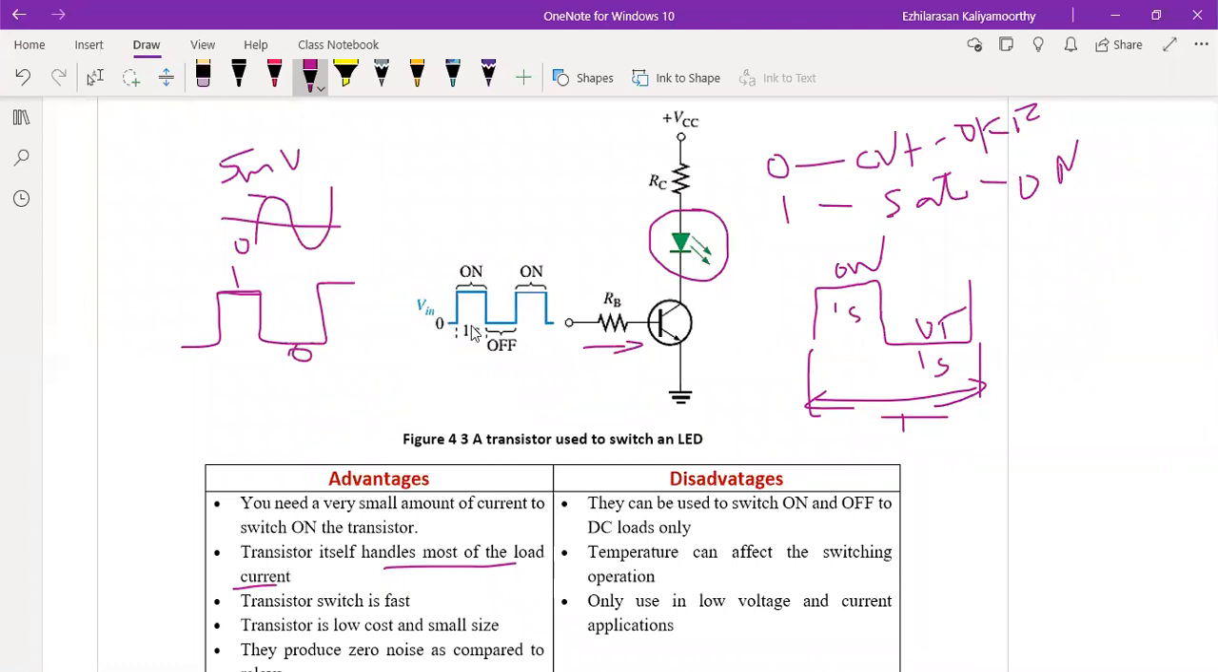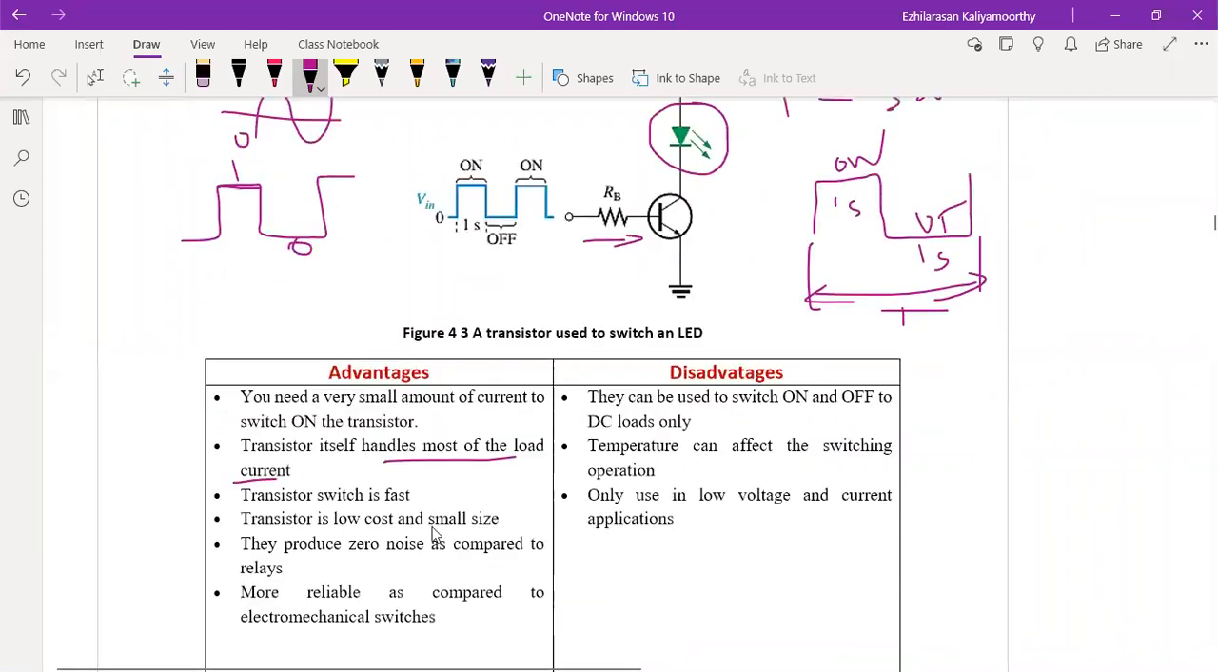Because if we give 1 microsecond, 1 millisecond on and off time, automatically the switch will be on and off for every microsecond. Then the transistor switch will be very, very fast. Then the cost is very less and the size will be small. Then it will produce zero noise as compared to the relays.